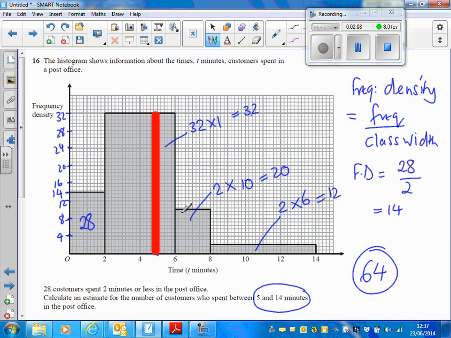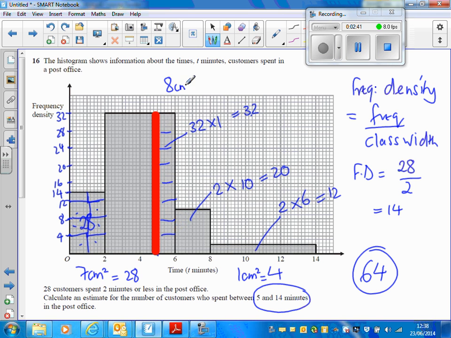An alternative way of doing it would be to count squares, and you can use square centimetres. If you look at this first one here, split it up into square centimetres, that is 1, 2, 3, 4, 5, 6, and these are 2 half squares. So 7 square centimetres there corresponds to 28 customers. That means that 1 square centimetre corresponds to 4 customers. And it doesn't take too long to work out that here we have 1, 2, 3, 4, 5, 6, 7. That's 8 square centimetres there for that one.